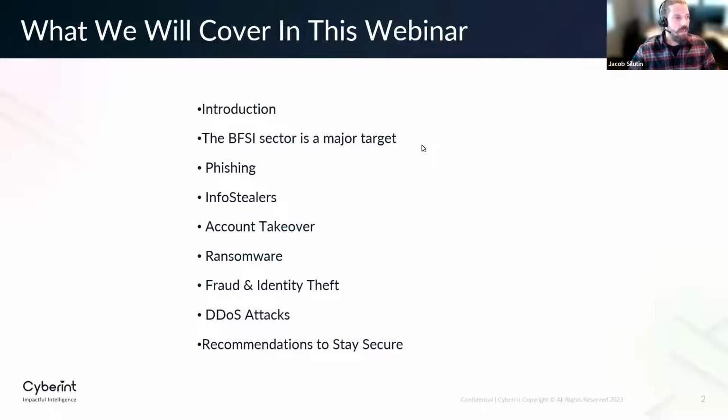Okay, great. So here's our agenda for today. I'll start with a little bit of introduction about myself, and then we'll take a look into the sector as a target. What are the implications of the business, financial services, and insurance sector when it comes to cyber threats? What are the outcomes of these cyber threats when it comes to risk and monetary loss? And then we'll look at the top trending vectors of attack related to the industry, like phishing, infostealers, account takeover, ransomware, fraud and identity theft, and DDoS attacks.